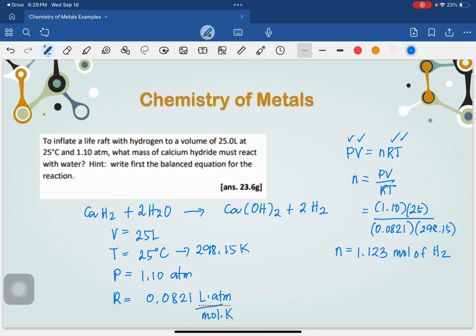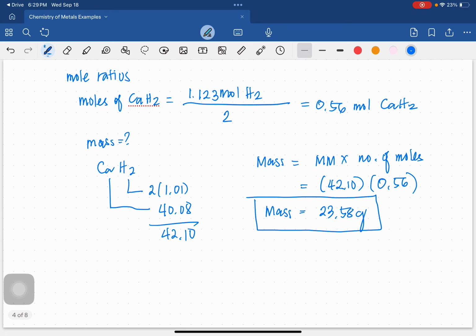We just get the ideal gas law formula, PV equals nRT, and then isolating n, we get the ratio from the original equation, get the mass of calcium hydride, and finally get the molar mass of calcium hydride, and get the mass from all those data. Okay, so the answer here is 23.58, or approximately 23.6 grams.